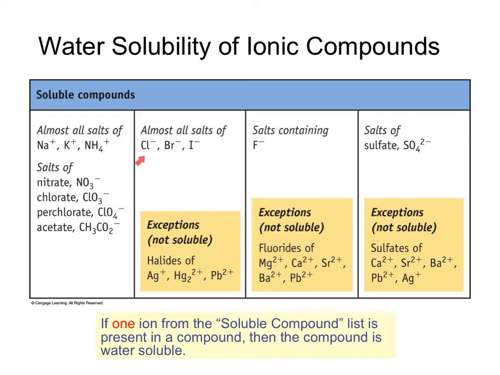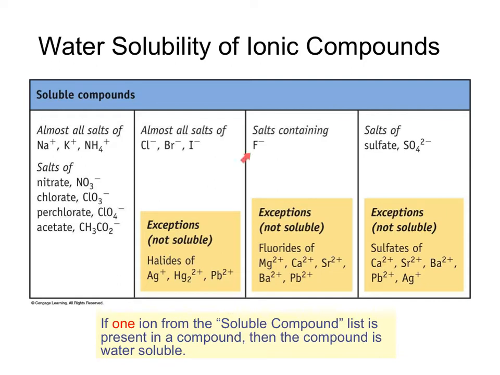Likewise, nearly all salts of chloride, bromide, and iodide are also soluble. However, we do see exceptions in the case of these halogens. Silver, mercury, and lead halides are not soluble. And so, something like NaCl will be soluble. However, PbCl2 will not. That is in our list of exceptions.